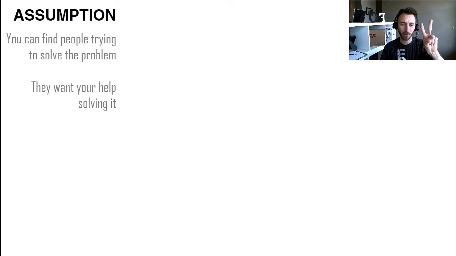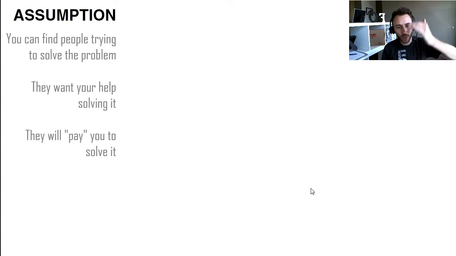All right, so that's the second assumption you need to test. We'll talk about how to test these in just a little bit, but I want to talk about the third assumption. You've proven they want your help solving it. You've offered a solution to them through a marketing channel with marketing copy. They are engaging with your marketing outreach. That's fantastic. Next thing you need to prove is that they will pay you to solve it.